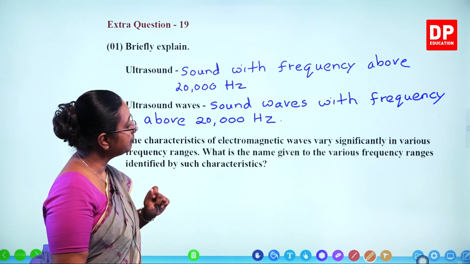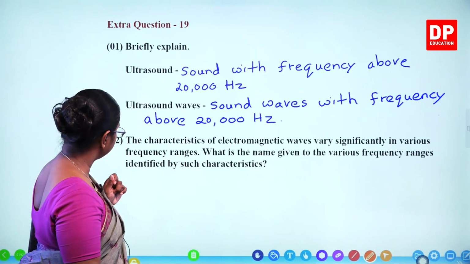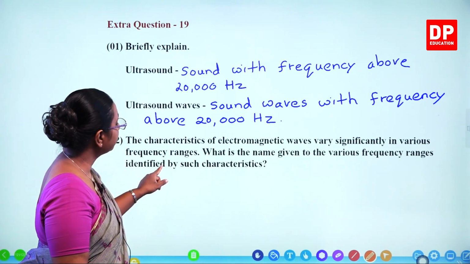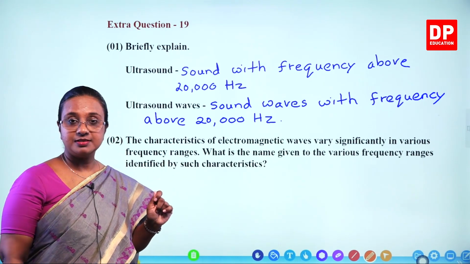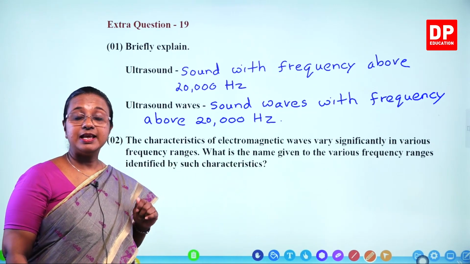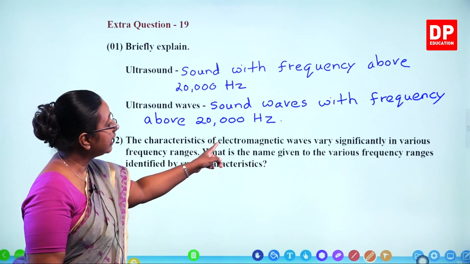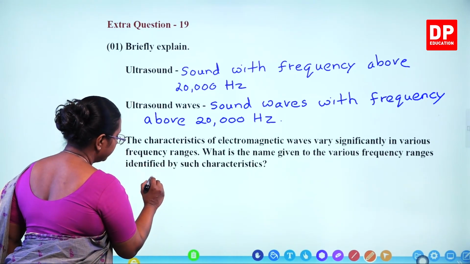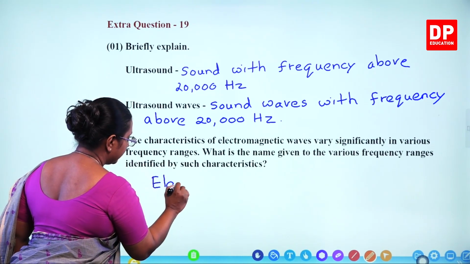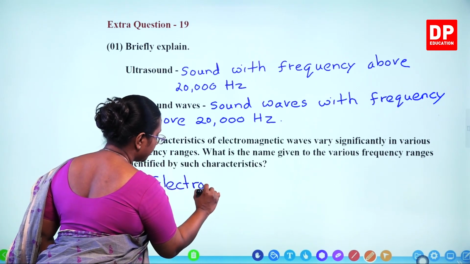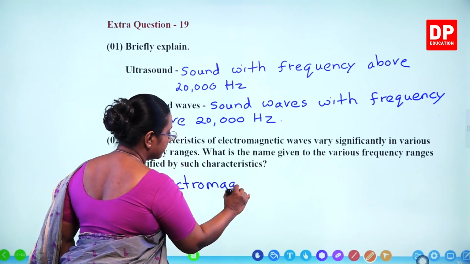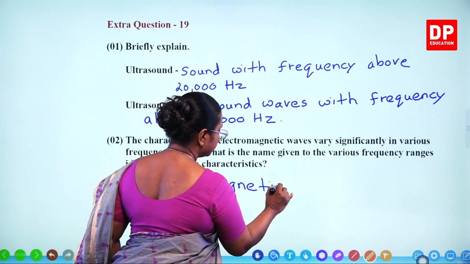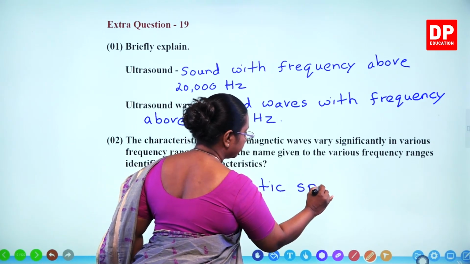What is the name given to the various frequency ranges identified by such characteristics? What is that arrangement called? The electromagnetic spectrum. So here the answer is electromagnetic spectrum.